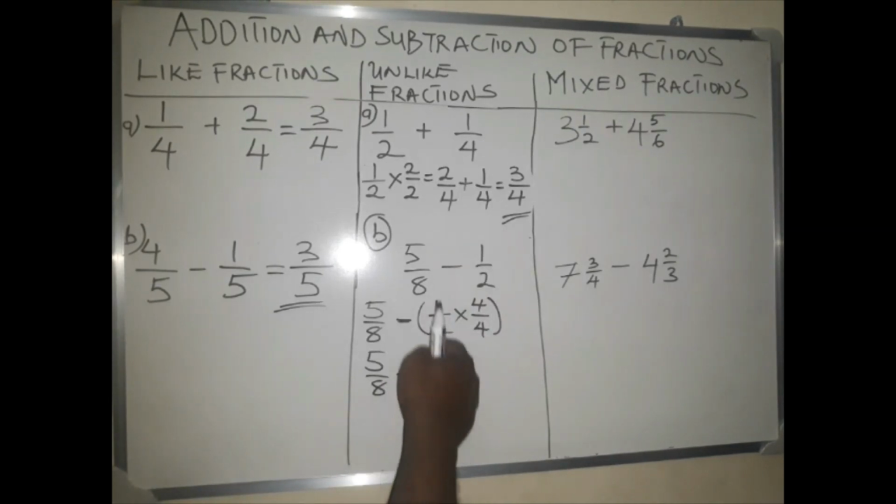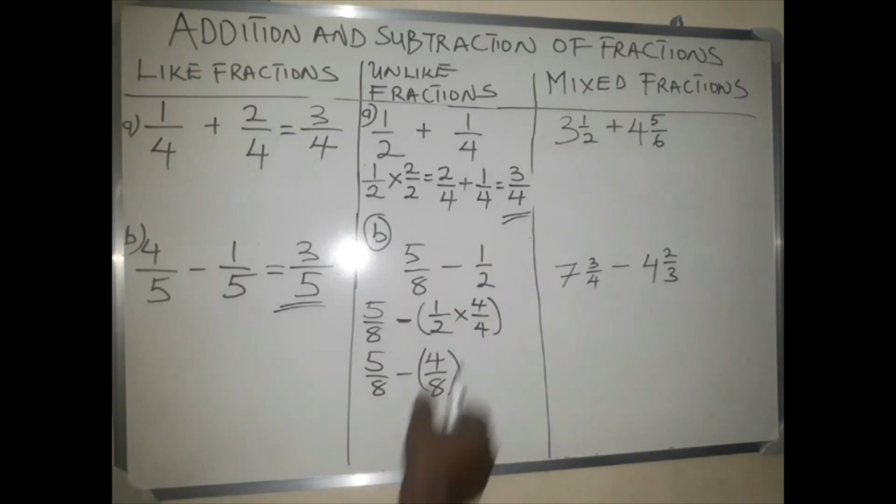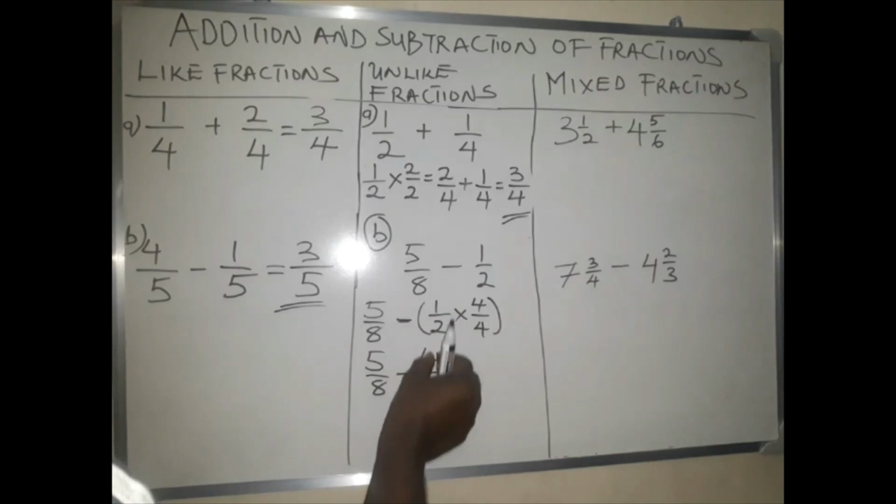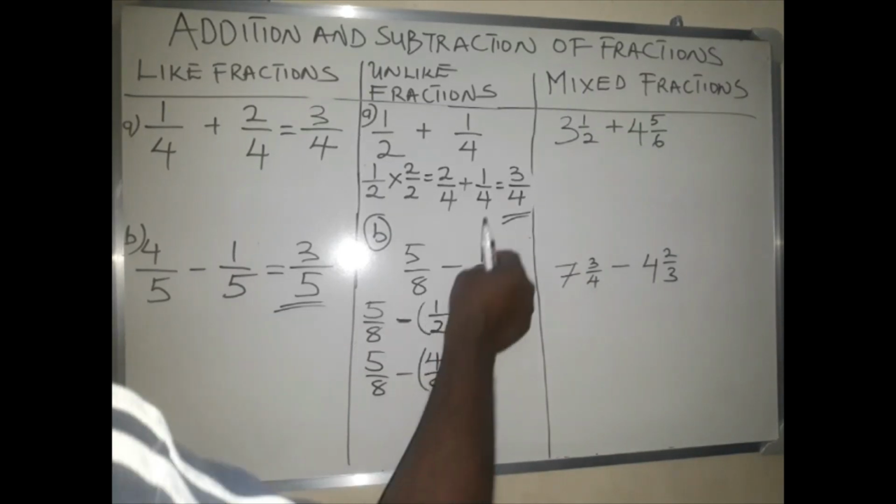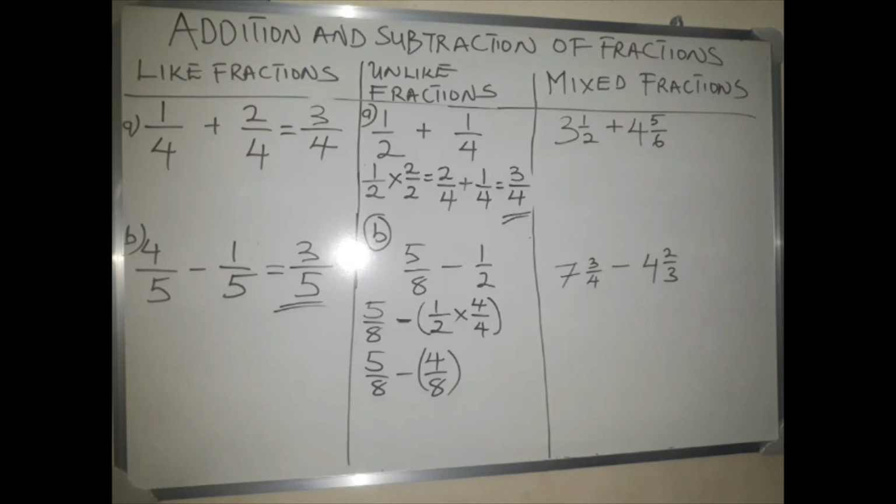When you simplify or reduce 4/8 to its lowest term, it will still give you 1/2. So we've only converted this to this form, but it still maintains its original value of 1/2. So you can now see that by this conversion, we have made these fractions become like fractions. And so we can now easily subtract one from the other. Once again, we need to know that because they are now like fractions, we only subtract the numerators. We do not subtract the denominators.